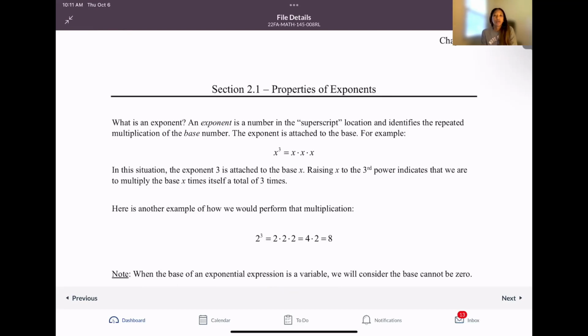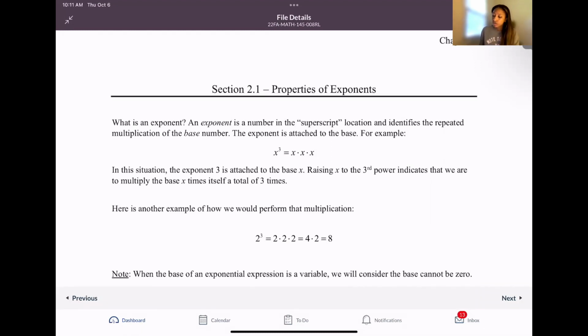This is 2.1, properties of exponents. For properties of exponents, there is a multiplication property, a division property, a power property, product to a power, difference to a power, the zero power property. Then we'll talk about fractional exponents. Actually, I'm sorry, negative exponents. And then in the next section, we'll talk about fractional exponents and radicals.